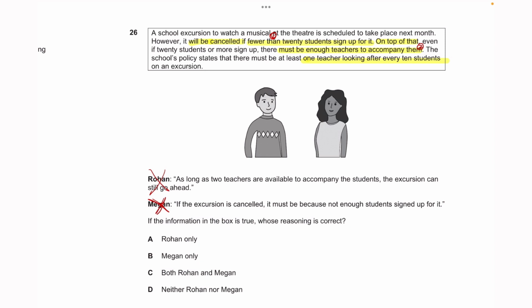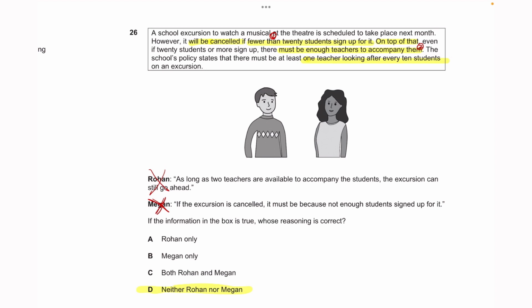Now, both of these students' statements are wrong because maybe the reason why it got cancelled was that one of the stated conditions was not fulfilled. And so whose reasoning is correct? Our answer is D. Neither Rowan's nor Megan's reasons were correct. Okay, so boys and girls, this question is a detect reasoning error question focusing on identifying arguments.